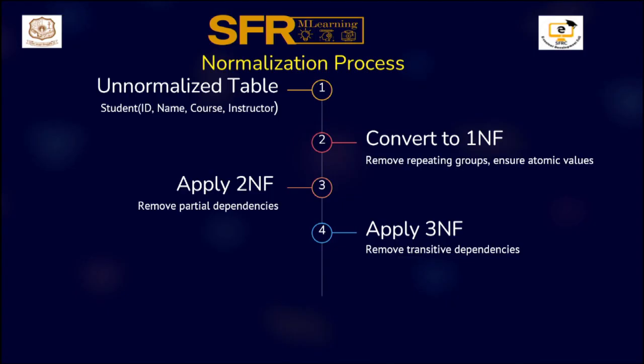The first table is the unnormalized table, that is, student ID, name, course and instructor. Then it is converted into 1NF, which removes repeating groups and ensures atomic values. Then apply 2NF, which removes partial dependencies. Finally, apply 3NF, which removes transitive dependencies. This is the normalization process.